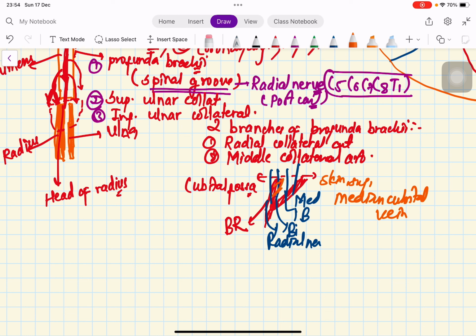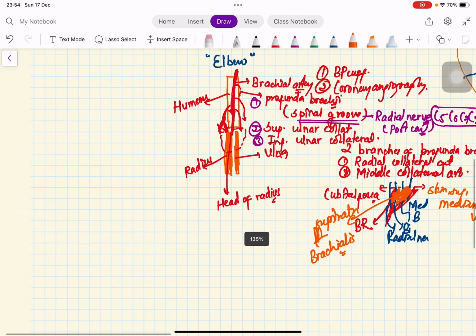And if you are looking for the inferior part, the floor is formed by the supinator and brachialis. Keep it easy.